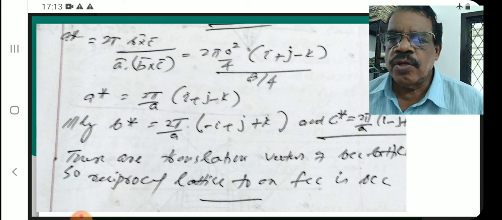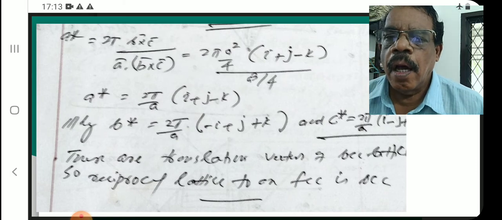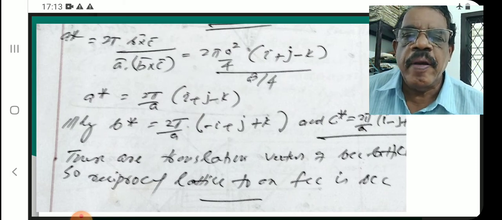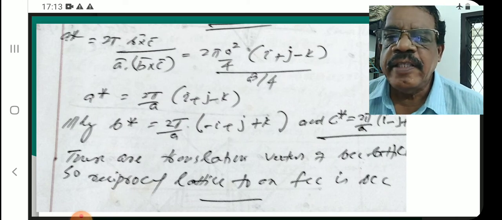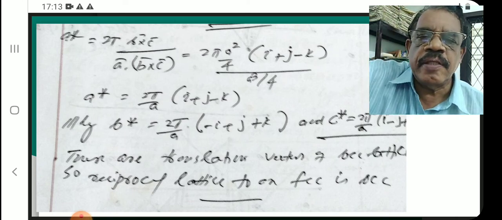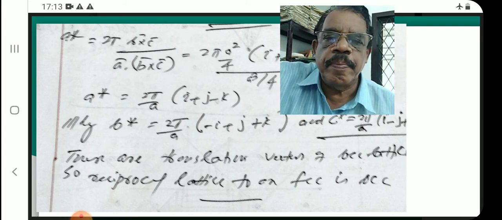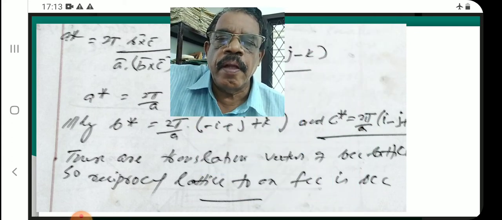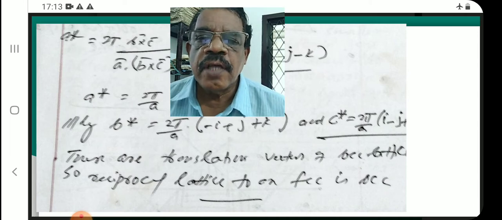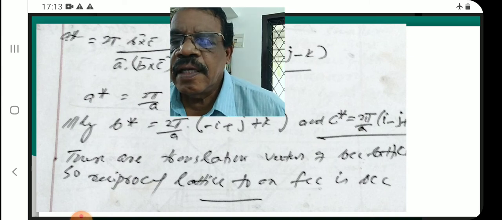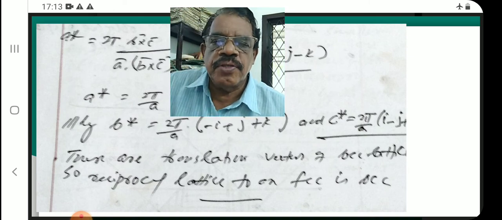B star is equal to 2 pi by A into minus I plus J plus K, and C star is equal to 2 pi by A into I minus J plus K. You write plus K there; plus K is missing. Last, C star is 2 pi by A into I minus J plus K. These are translation vectors of BCC lattice.